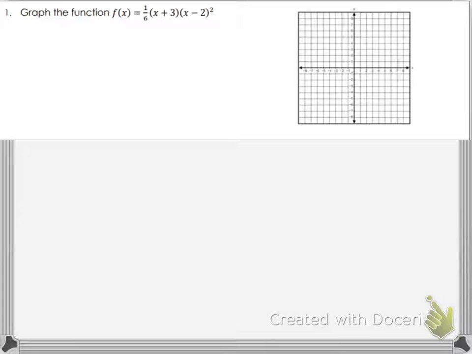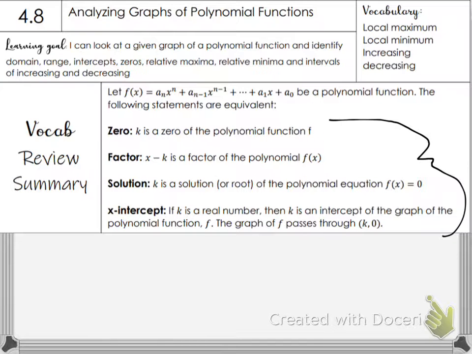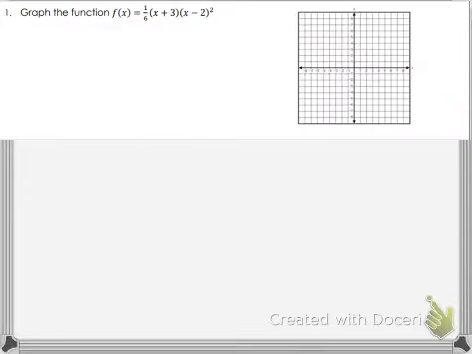So, pretty easy. What do I know about my solutions, my factors, all that good stuff? Are my solutions the same thing as my factors? No. Are these equivalent statements? Yes, they are. So if I have a factor, I already know my solutions, right? Is this in factored form? Is this completely factored out where I cannot factor it further? Can I factor x plus 3 further? No. Can I factor x minus 2 further? No. So this is in factored form.